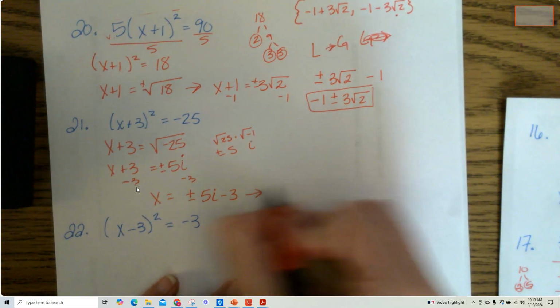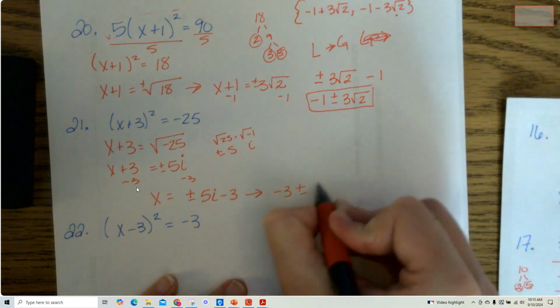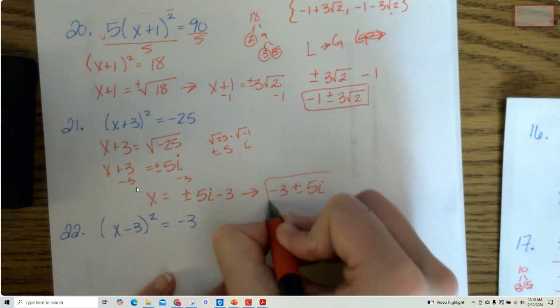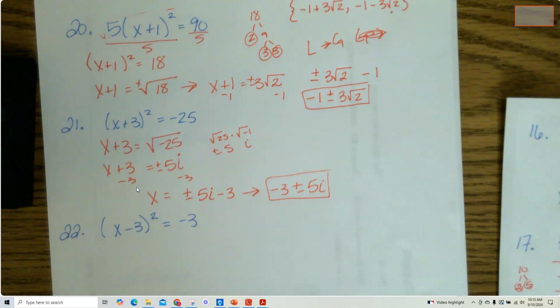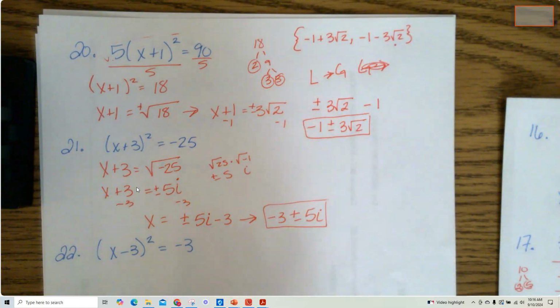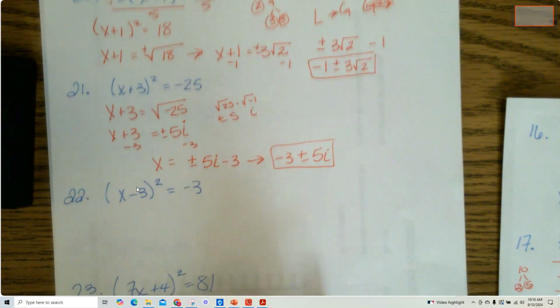Again, for me, that's how I would write my solution. Okay? Again, if it wants it as a solution set, make sure you're putting them in the right order.